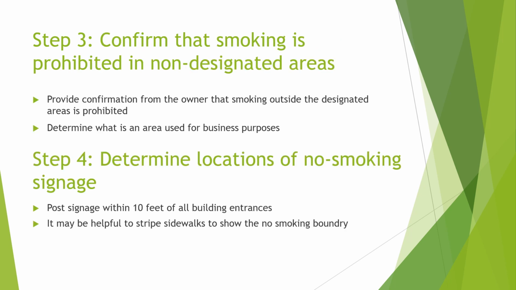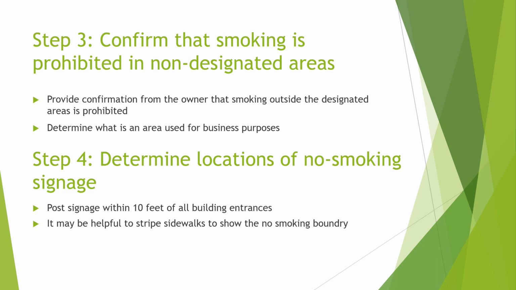Step 3 is to confirm that smoking is prohibited in non-designated areas. And to accomplish this, you should provide confirmation from the owner that smoking outside designated areas is prohibited in any space used by the building for business purposes, even if the space falls outside the property line. Examples of spaces used for business purposes include sidewalk seating, kiosks, and courtyards. And smoking must still be prohibited within 25 feet of building openings. I cannot stress this enough.